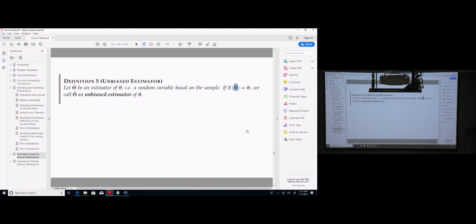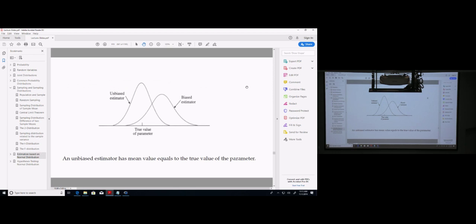So this is the definition. Whatever formula you are using to estimate it, if you were to do the simulation many, many times, on average it will give you back the unknown theta. Then this is called an unbiased estimator. An unbiased estimator has mean value equal to the true parameter. So if this is the true parameter, and this is an unbiased estimator, well, of course, this is the artist's impression. We are drawing the distribution of the estimator to be symmetric, all right?